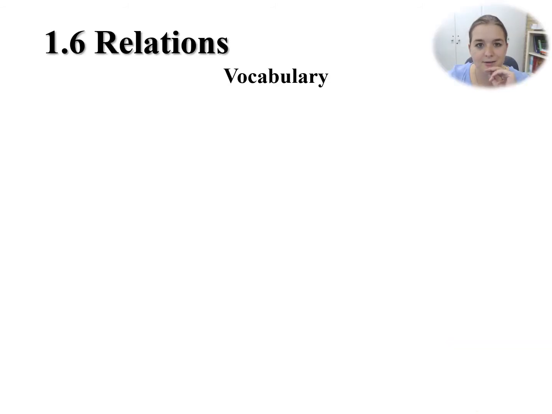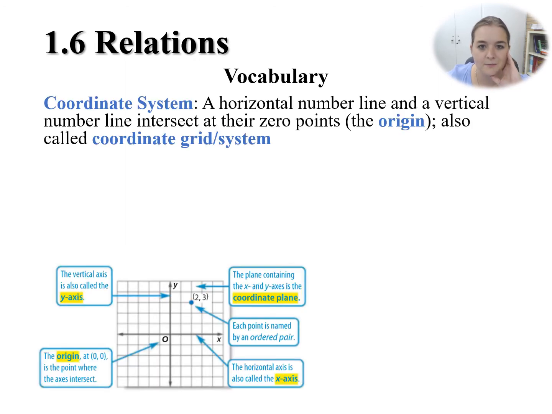And let's get started on some vocab. So for our lesson on relations, our first vocabulary term is the coordinate system. Again, this should be review, but the coordinate system is built by a horizontal number line and a vertical number line that intersect at their 0 point. That 0 point is known as the origin. It's also called the coordinate grid or the coordinate system. So that's our x and y axis.